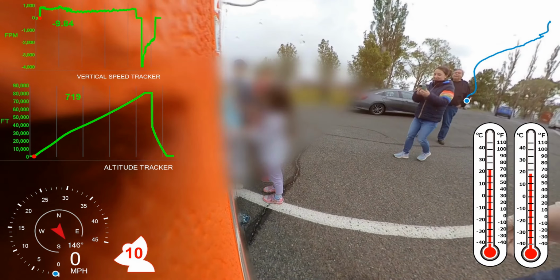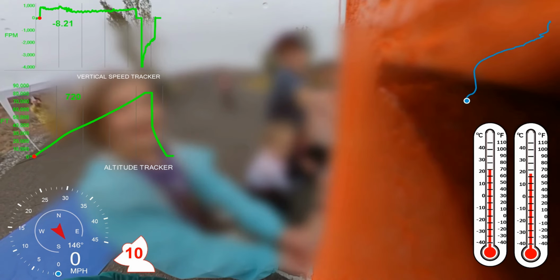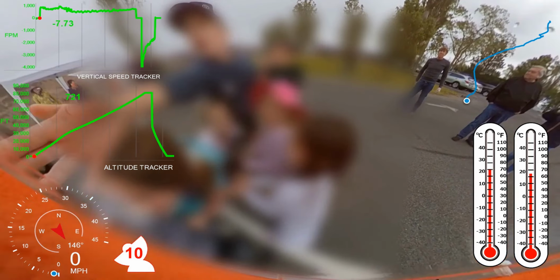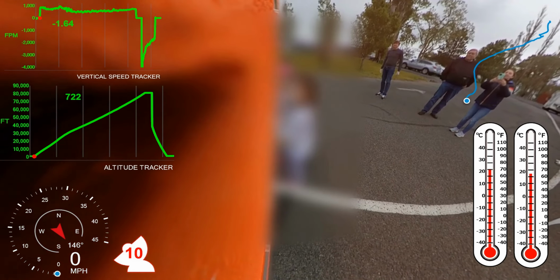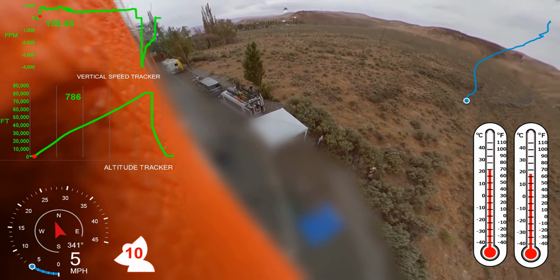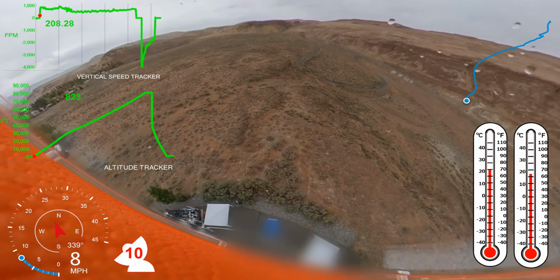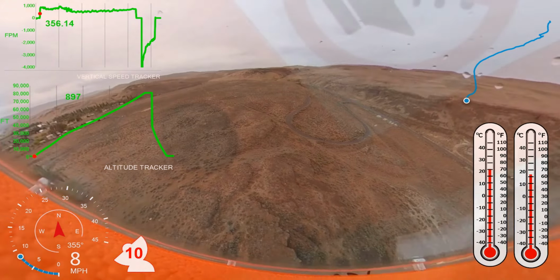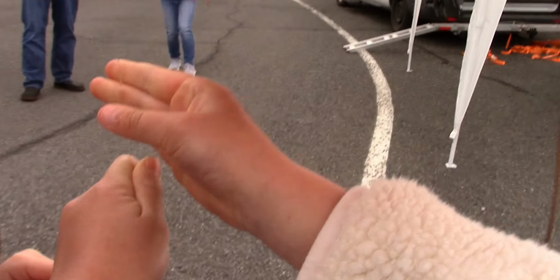This involved letting all the kids hold onto a string and then letting them perform a countdown to launch. And we're off. And here's another view of the launch to give you another perspective.